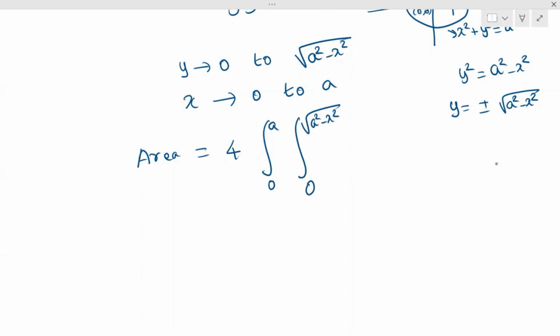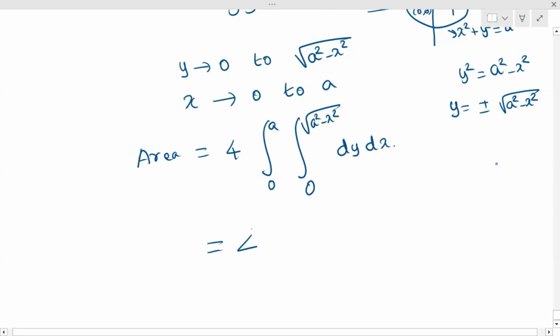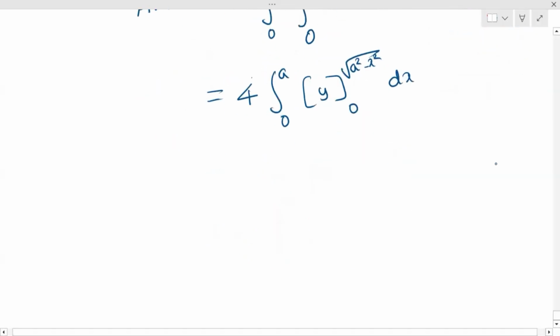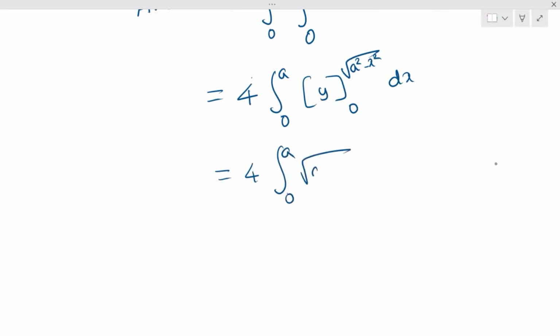Here the very important thing is the order. Since the inner variable is y, the first integration should be dy, second integration is dx. 4 times, write the outer integration as it is. Integration of dy is y, and the limit is 0 to root of a square minus x square, dx. Applying the upper limit: 4 times integral 0 to a of root of a square minus x square dx.